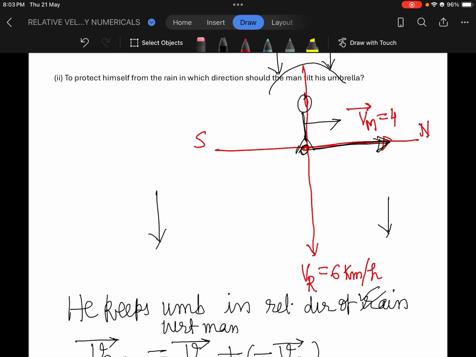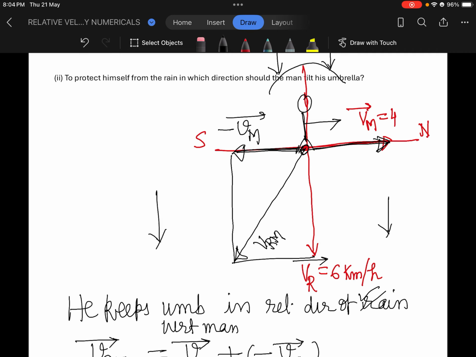Vector Vm is in this direction. So what will be the negative vector Vm? Negative vector Vm will be this. What will be the resultant of negative vector Vm and vector Vr? That will be this. By completing the parallelogram, you can find it. This will be the direction of VRM. It's clear? Means the rod of the umbrella should be in this direction.